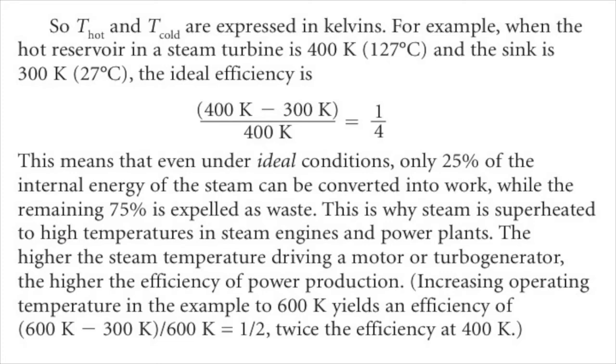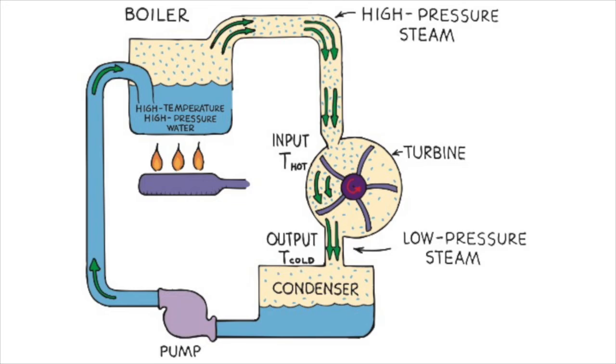This is why steam is superheated to high temperatures in steam engines and power plants. The higher the steam temperature driving a motor or turbo generator, the higher the efficiency of power production. Increasing operating temperature in the example to 600 kelvin yields an efficiency of 600 minus 300 divided by 600, which is 1/2, twice the efficiency at 400 kelvin. And there is an example of a steam engine.